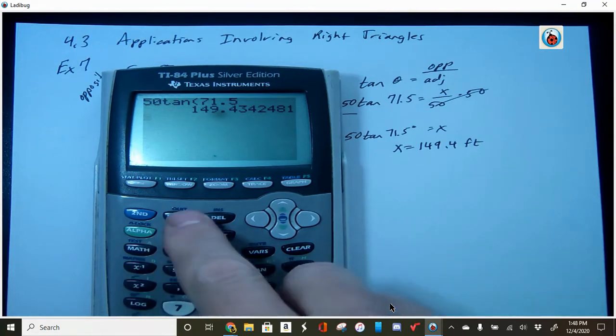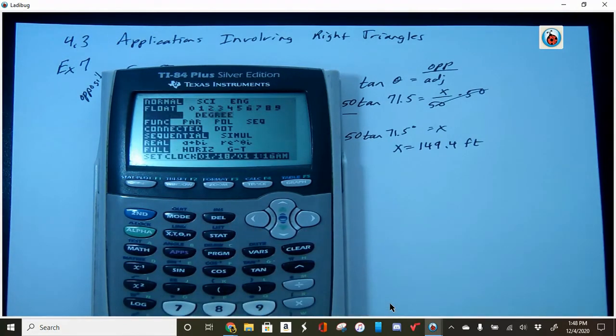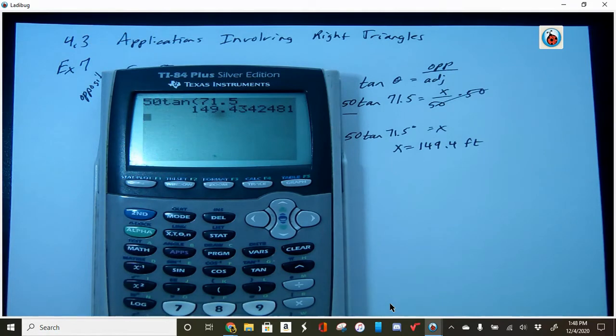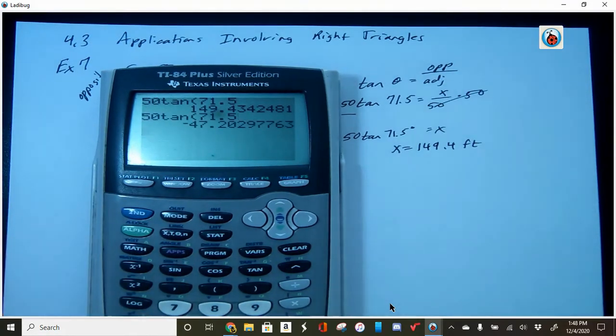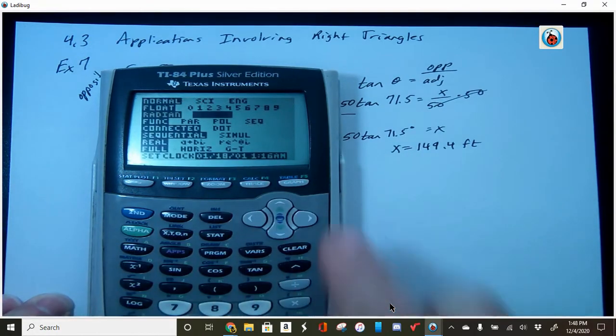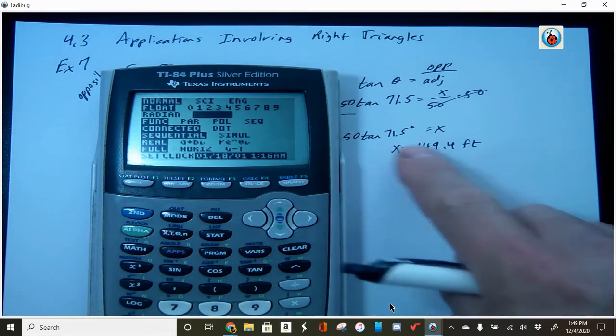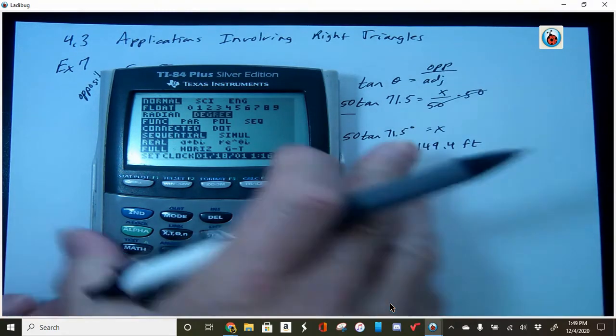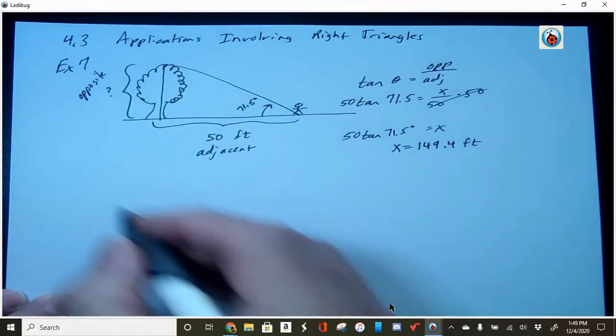Let me show you what happens here if I change this into radians and I forget to change it into degrees. I end up getting a negative value. And remember, we're looking for the height of the tree. The height of a tree cannot be negative 47 feet tall. So there's one reason why we want to make sure that we put our calculator in degree mode when we are using degrees. Okay, so this is the answer for example number 7.